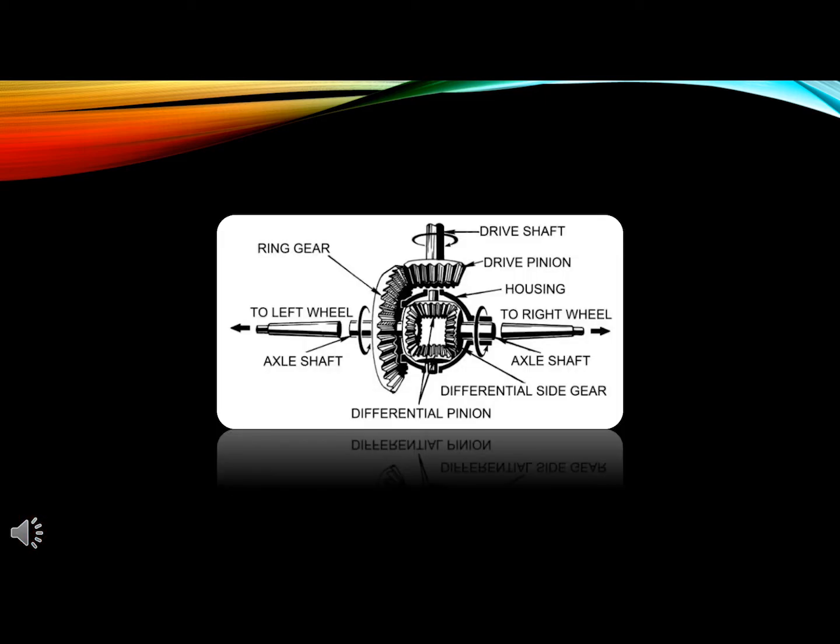Today I will explain how differentials work in a car. The differential of a vehicle consists of various gears and shafts that are set up into a component that is installed as part of the vehicle system. Parts involved in a differential are drive shaft, axle shaft, drive pinion, ring gear, differential pinion, differential side gear, and differential case. This is the basic layout of a differential for a car.